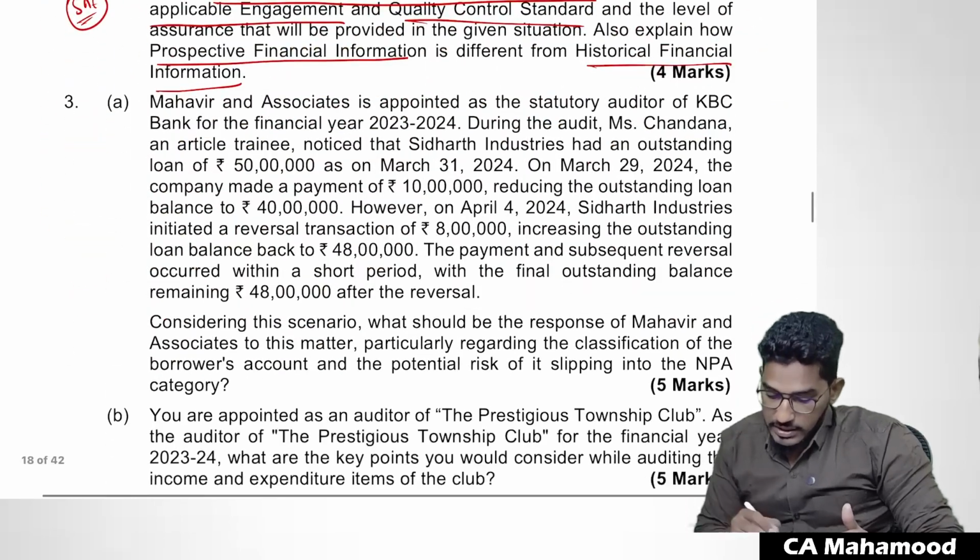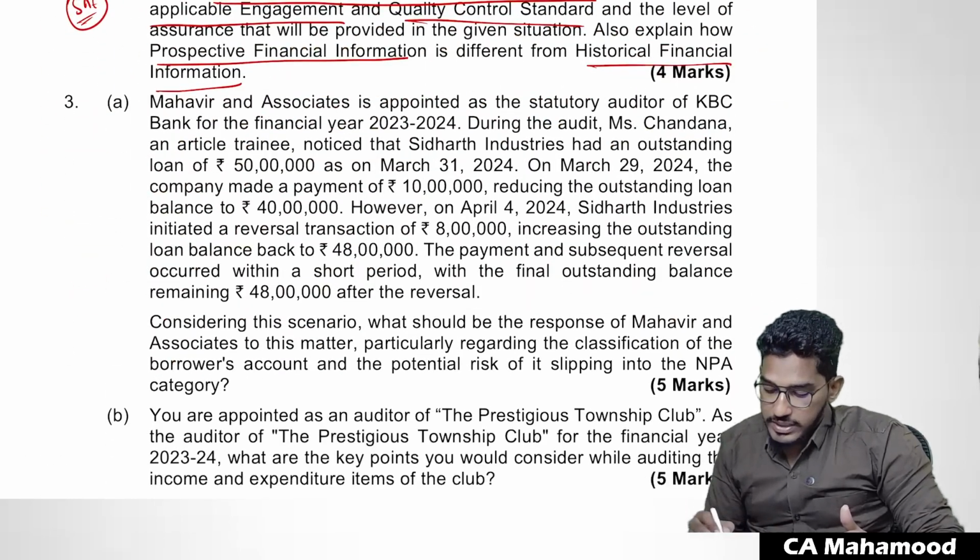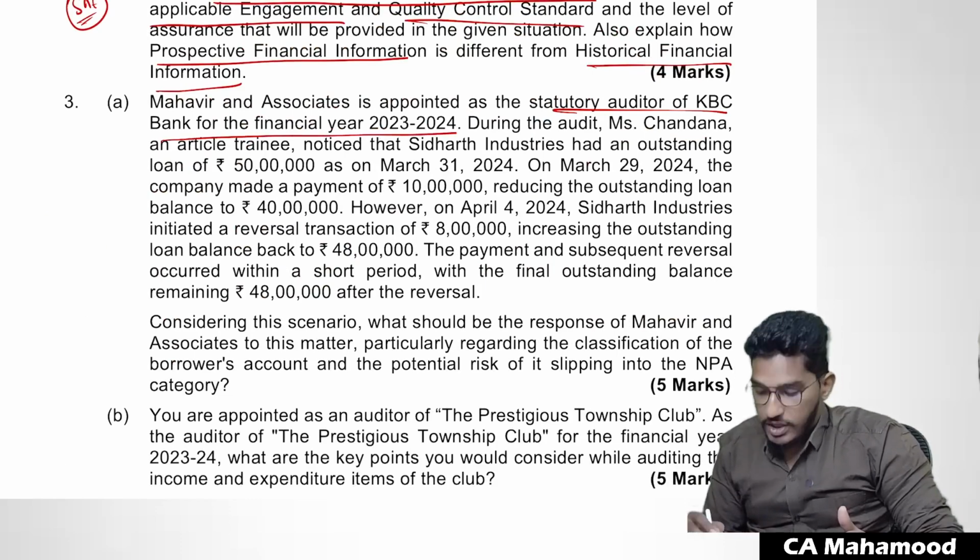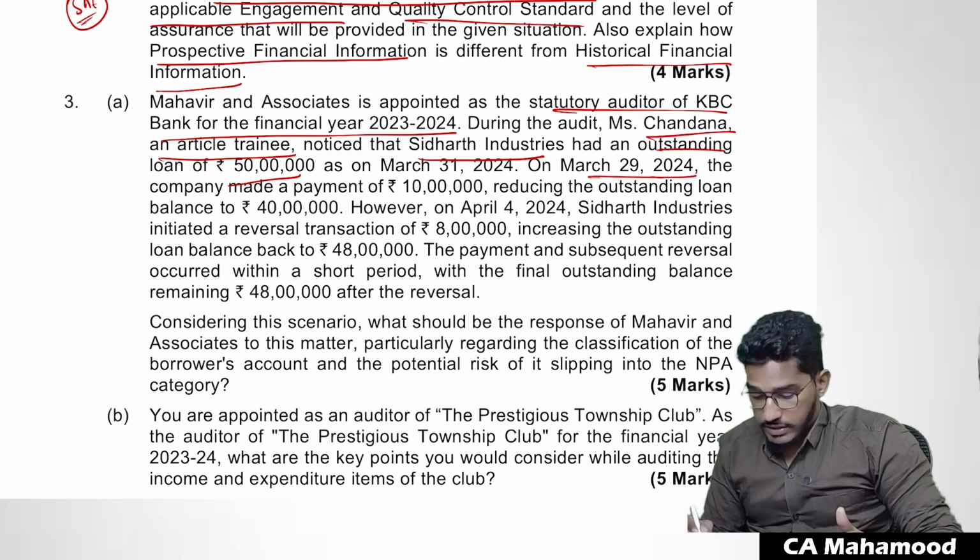Next. 3A. Mahavir and Associates is appointed as statutory auditor of KBC Bank for the financial year 23-24. During the audit, Chandana, an article trainee, noticed that Siddharth Industries has an outstanding balance of 50 lakh rupees as on 31st of March. On March 29, 2024, the company made a payment of 10 lakh rupees, reducing the outstanding balance to 40 lakh.